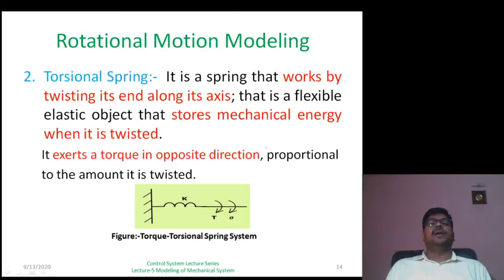So similar to the spring in a translation motion, there is a torsional spring, and it works by twisting its end along its axis. It stores the mechanical energy. Basically, it stores the potential energy, and when the torque is exerted, the motion will happen in the opposite direction.